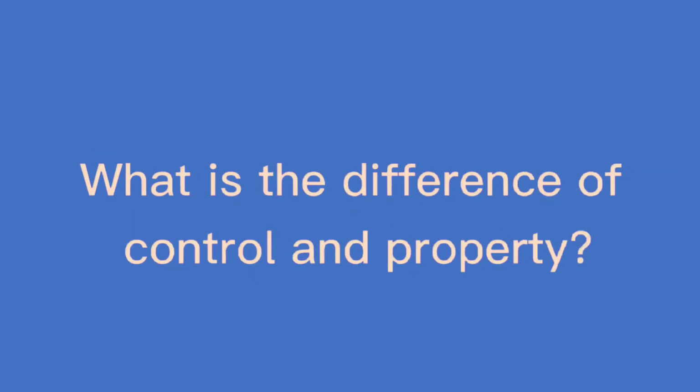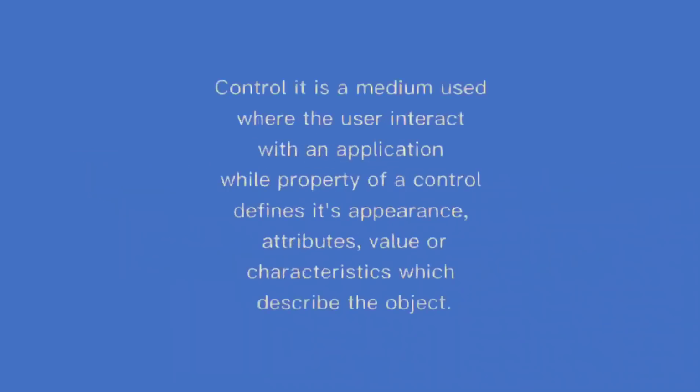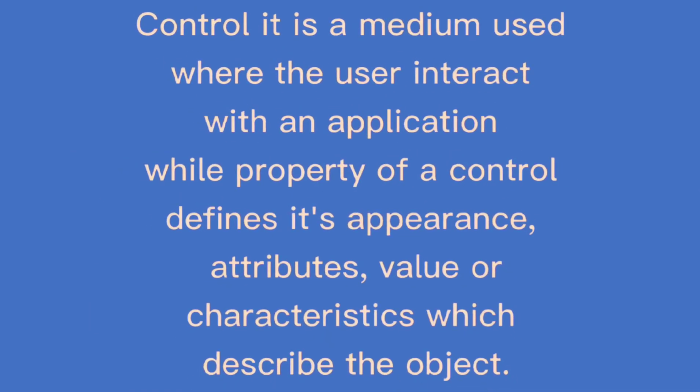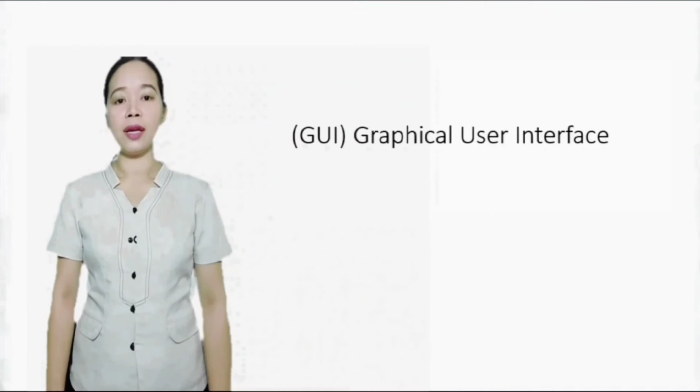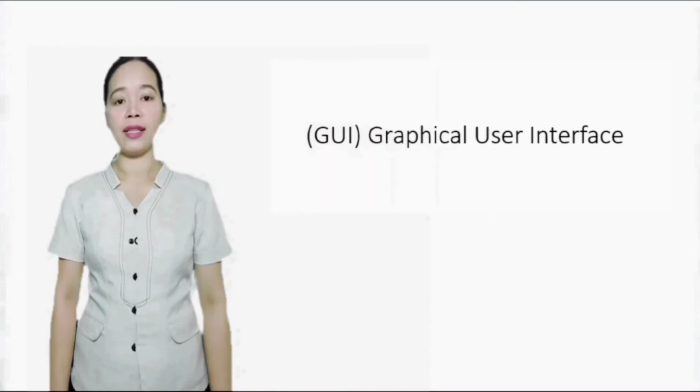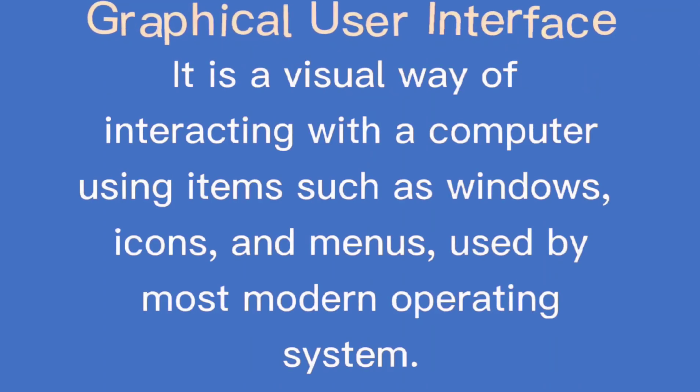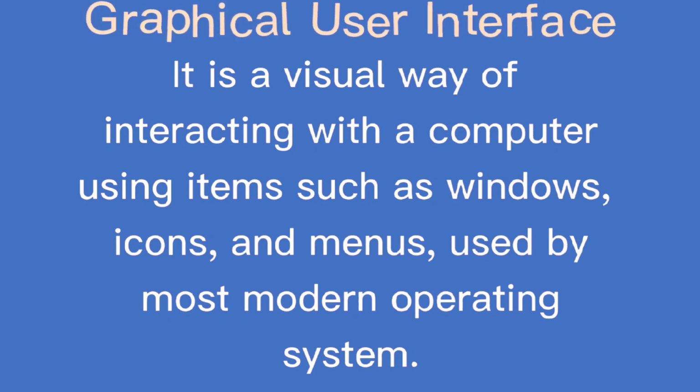Can you differentiate control and property? Control is a medium used where the user interacts with an application, while property of a control defines its appearance, attributes, value, or characteristic, which describe the object. Based on our discussion, can you define graphical user interface? It is a visual way of interacting with a computer using items such as windows, icons, and menus, used by most modern operating systems.